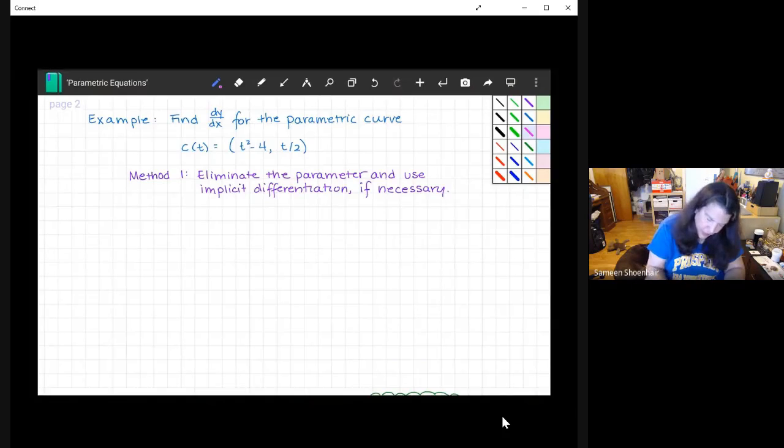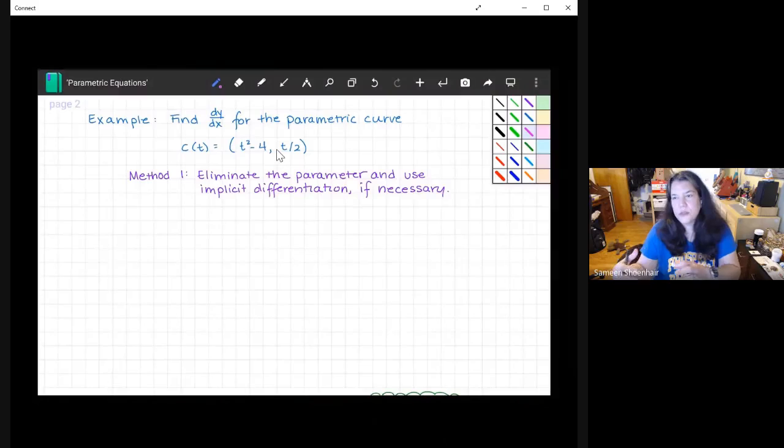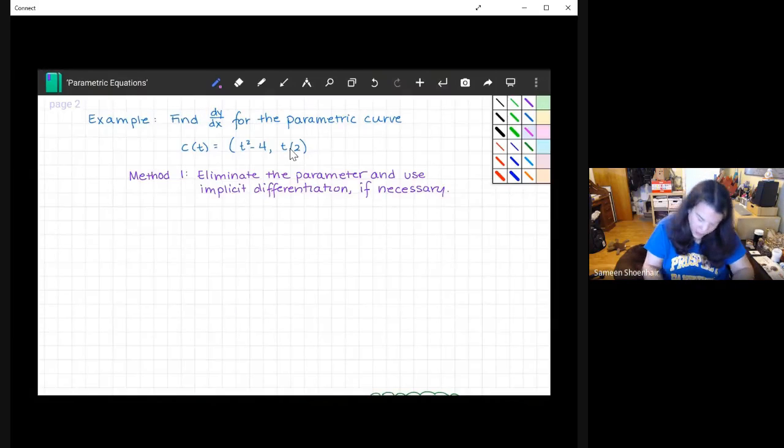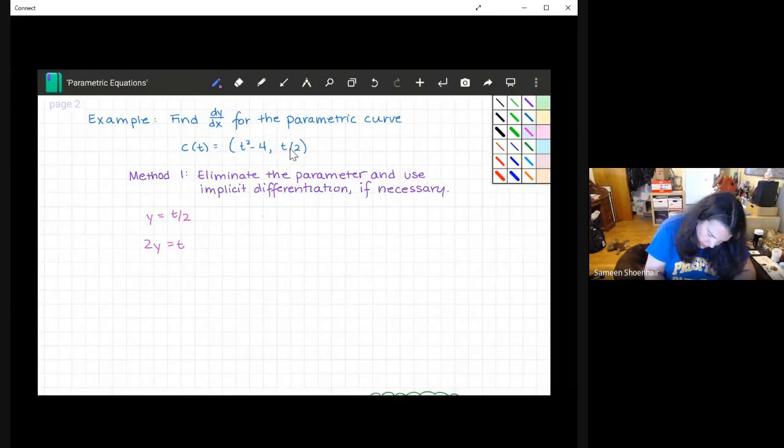And the basic idea here is you want to be able to substitute one function, either x or y, into the other function. In this case, it's going to be really easy to solve for t using the y equation. So we know that y is t over 2, so that means 2y is t. And then if we substitute that into the equation for x, we get x is 4y squared minus 4.